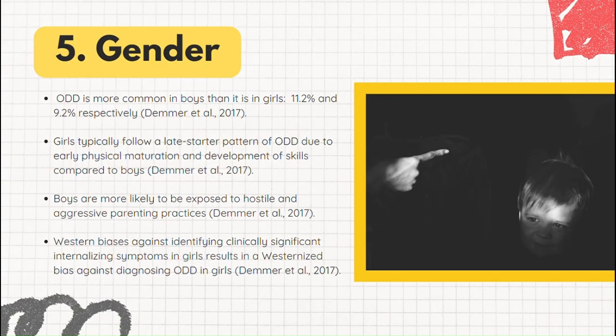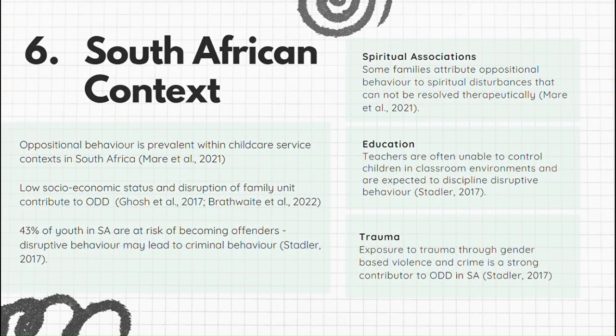So another thing that has a very heavy impact on ODD is gender. ODD overall is more common in boys than it is in girls, and this is specifically related to early onset ODD, which is much more prevalent in boys. However, with girls, we do see the prevalence evening out between boys and girls in adolescence. Boys are more likely to be exposed to more hostile and aggressive parenting practices, and this is thought to be heavily influential on their development of disruptive behavior.